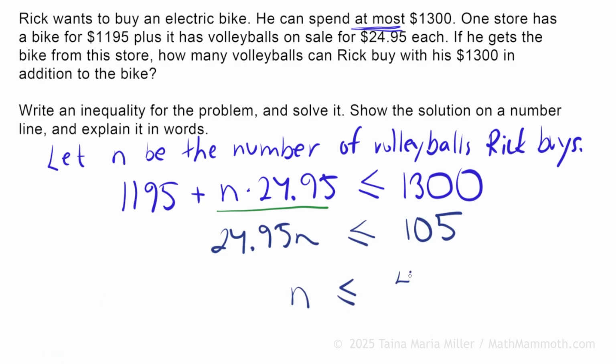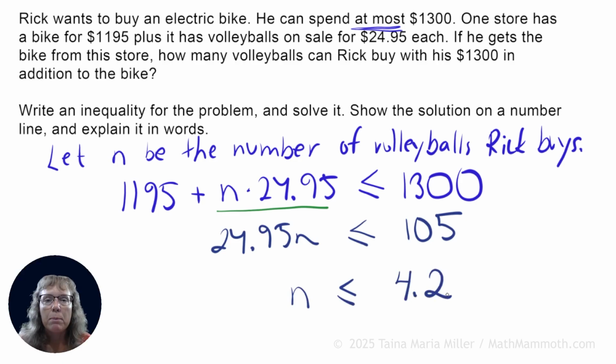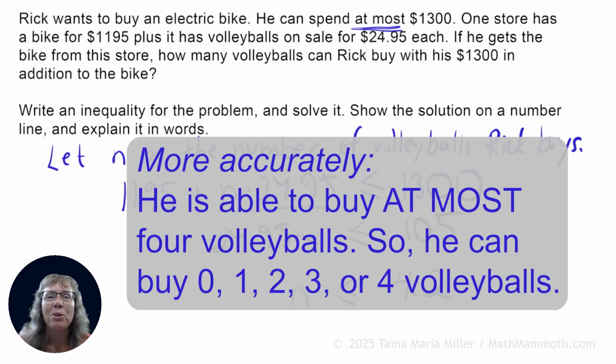And this will be about 4.2. But of course, he can't buy 4.2 volleyballs, right? So this would mean that he's able to buy 4 volleyballs and to spend at most $1,300.